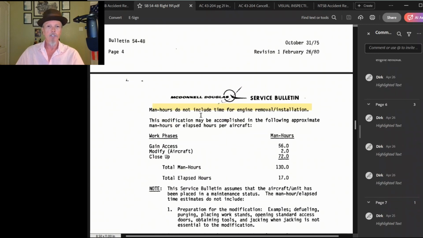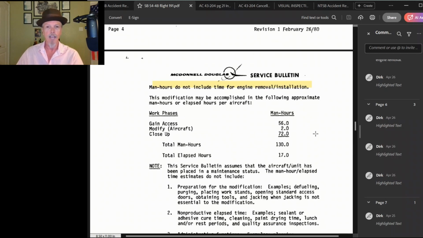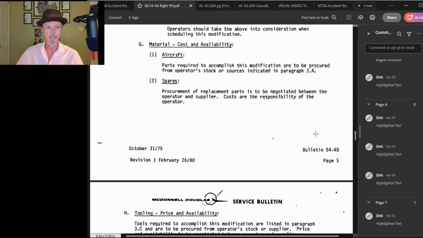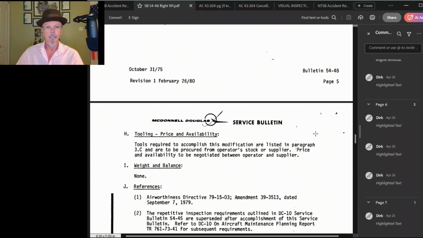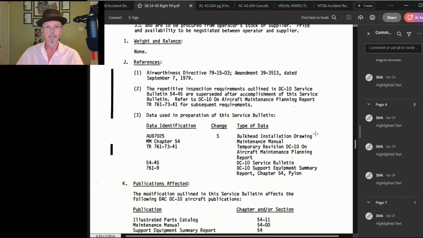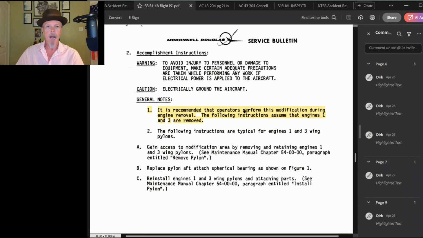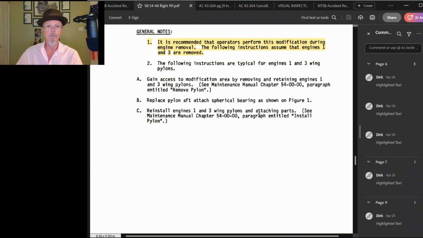And the man hours do not include time for engine removal installation. That's twice they said, basically inferred or said, remove the engine. Come down. It is recommended that operators perform this modification during engine removal. That's the third time. The following instructions assume the engines 1 and 3 are removed.